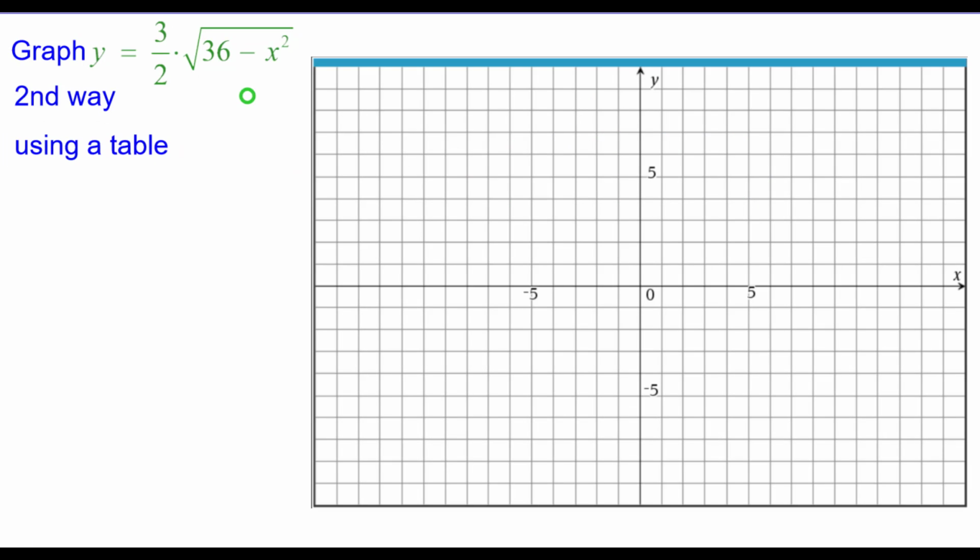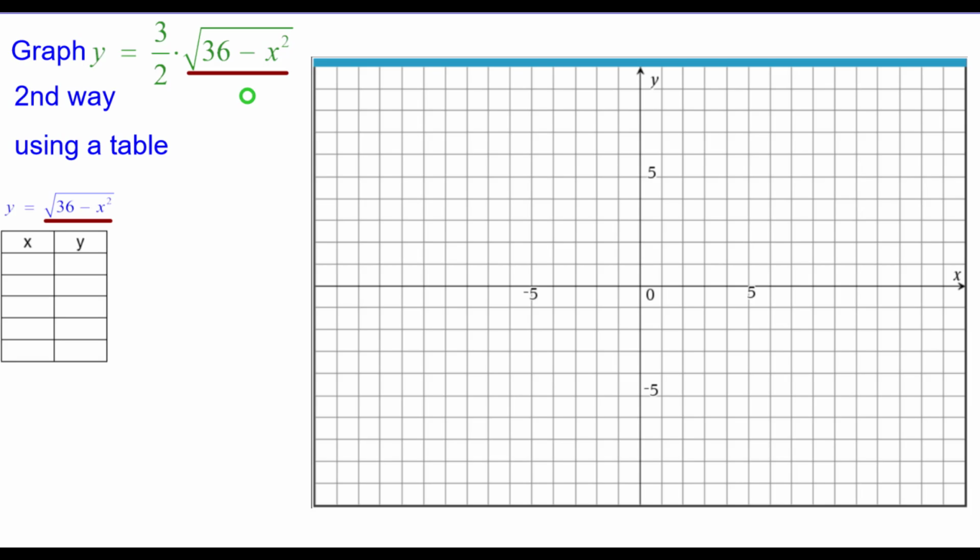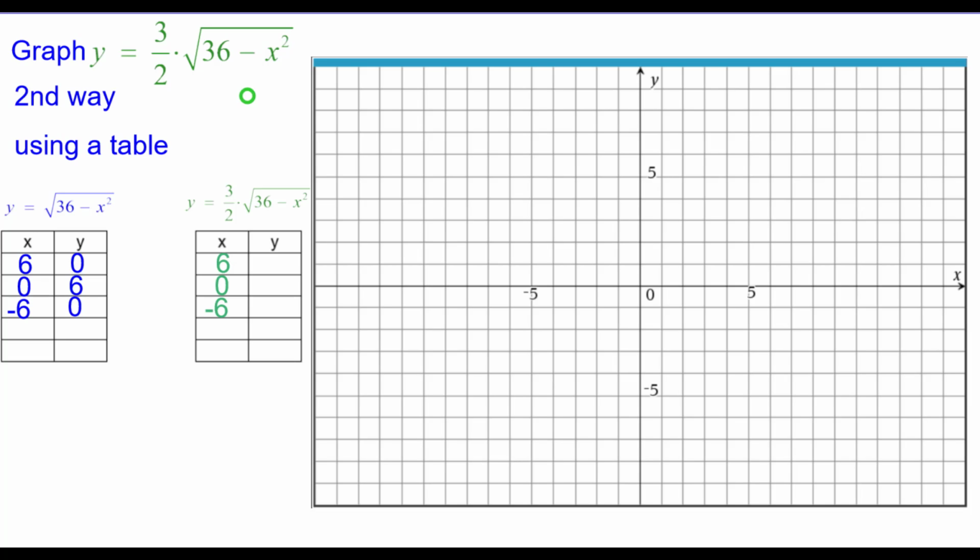Second way is using a table. So we'll go ahead and look at what's inside the radical, and we're going to be using these 3 values for our x. And we're going to need to multiply each y value by 3/2 because of that coefficient there. 0 times 3/2 is unchanged, so 6, 0. 0, 6. 6 times 3/2 is 9, 0, 9. And again, 0, we're going to get negative 6, 0.